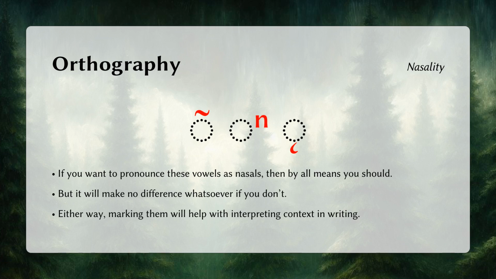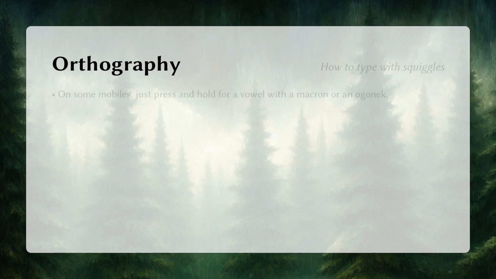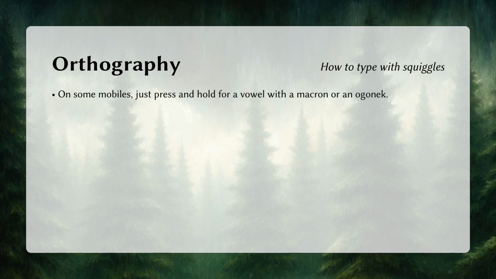And that's even more important if you are into arranging words around to fit a poetic meter and such. A quick word on how to type with all these squiggles. Depending on your mobile, it can be easy as pie to write vowels with macrons or ogoneks, that is, just press and hold, but I've been reminded that it unfortunately doesn't work on every model.